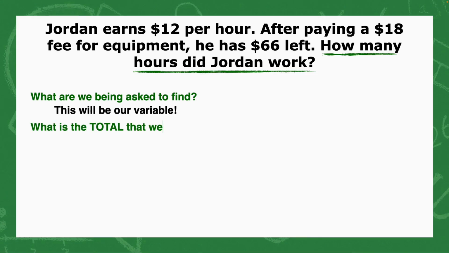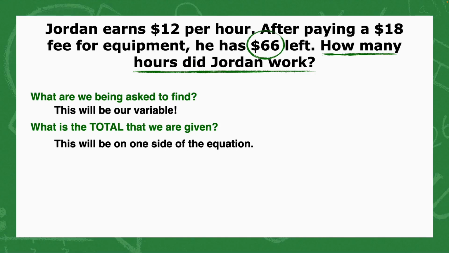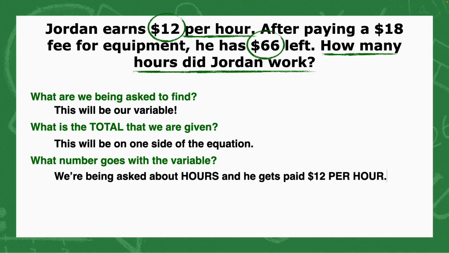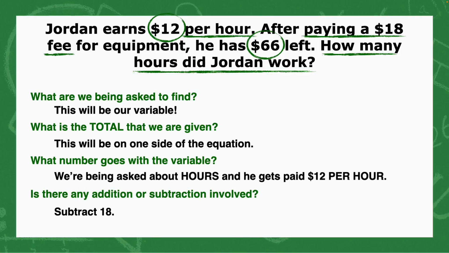Next, I want you to think, is there a total that is given to me? In this problem, we see that $66 are left, and so that 66 will be on one side of the equation by itself. My next question would be, what number goes with the variable? In the problem we read, he makes $12 per hour, and since our variable that we don't know is about hours, we're going to compare that $12 per hour with the x, or the amount of hours we're looking to find. And last but not least, are there any other operations? Do we have addition or subtraction involved? We read that he paid $18 in a fee, so that means we need to subtract 18.